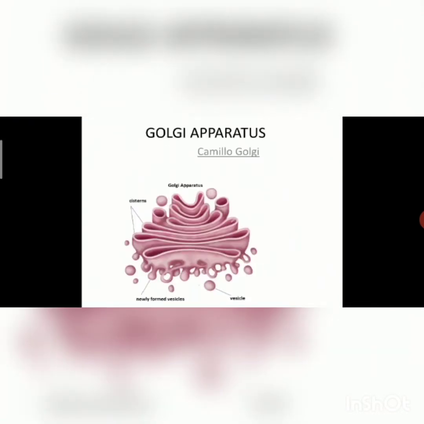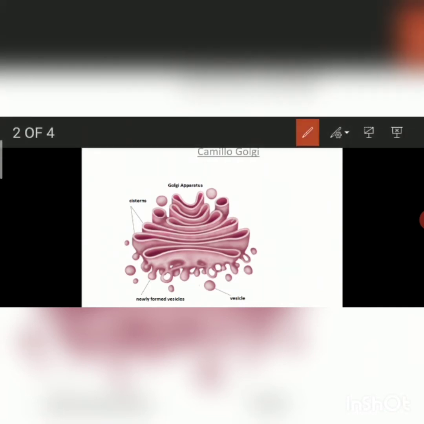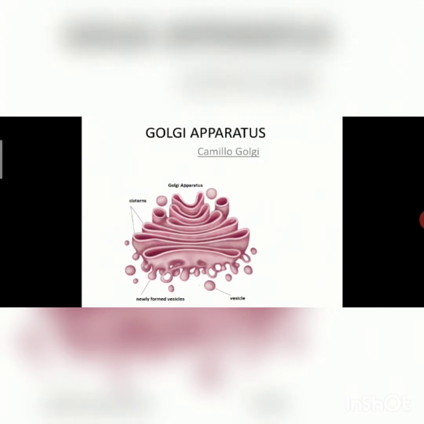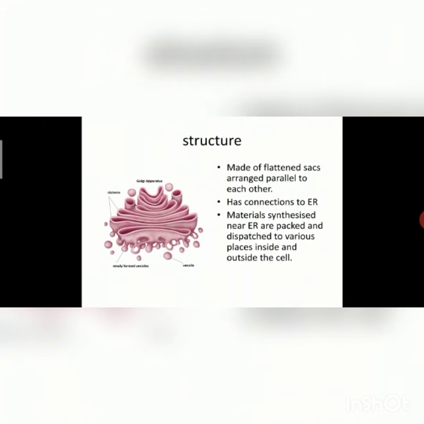Now the Golgi apparatus was first described by Camillo Golgi, and it is made of many membrane bound vesicles. Vesicles means the flattened sacs. These sac like structures that you can see here are membrane bound, and they are placed one above the other parallelly, and they are called the cisternae. So they are made of flattened sacs that are arranged parallel to one another.